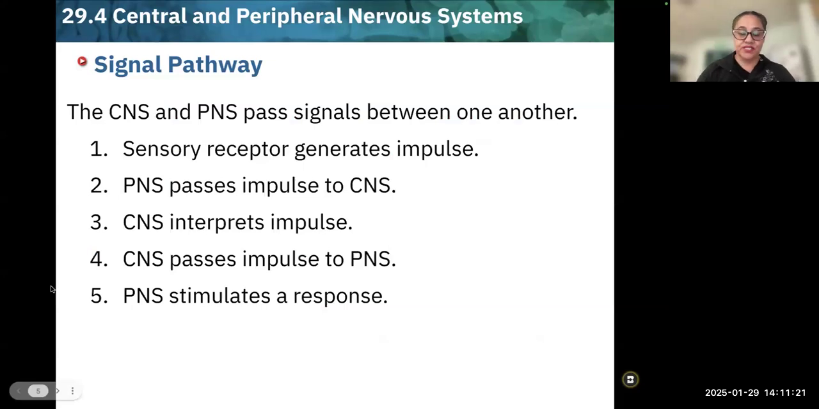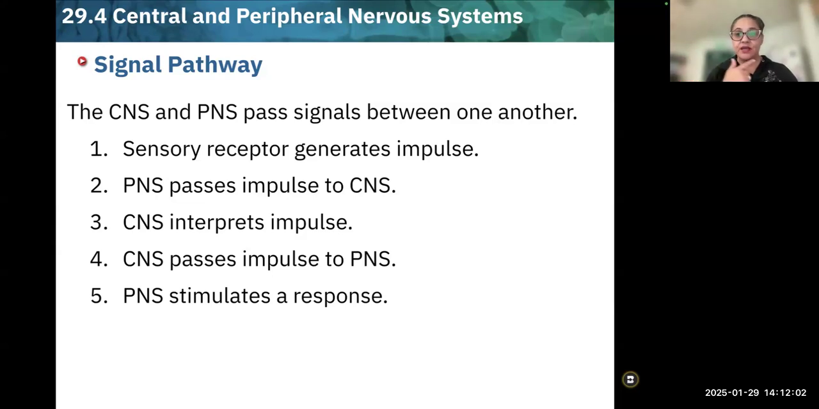So we're going to go into a little bit more detail about that process. The CNS and the PNS pass signals between each other. They talk to each other. The sensory receptors generate an impulse. Now, we talked about our 5 senses. Every single one of our 5 senses has different receptors. Our eyes have photoreceptors that sense light. Our nose and our tongue sense chemicals. They have chemoreceptors. Our ear has mechanoreceptors, those little hair cells that bend back and forth and actually sense the vibration of sound. And then our skin has the 3 different receptors, the touch, the pain, the temperature, but some kind of sensory receptor generates an impulse.